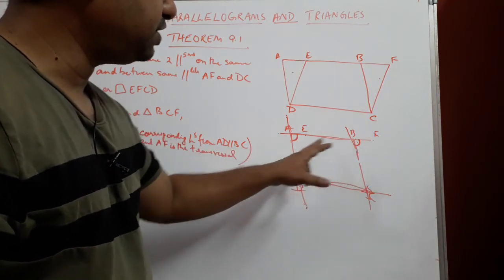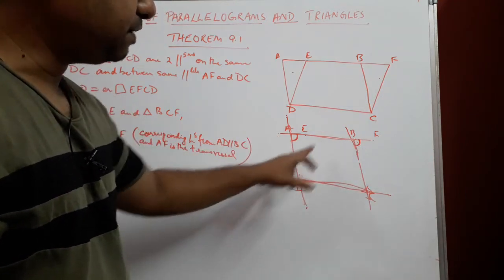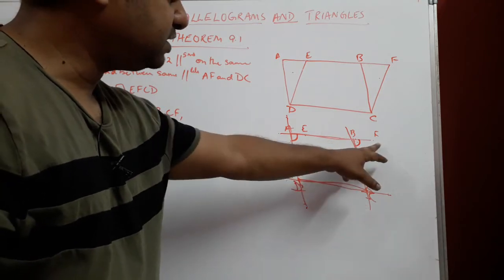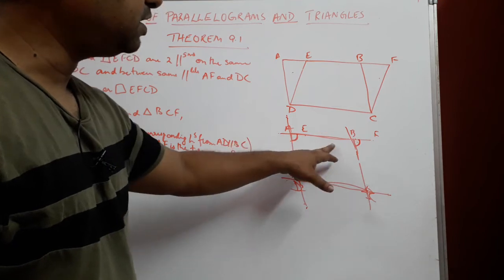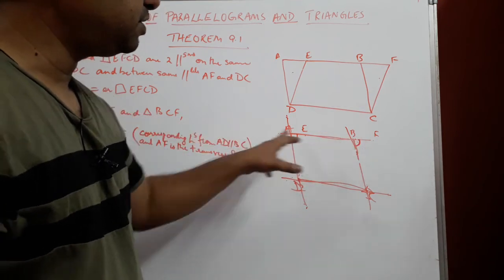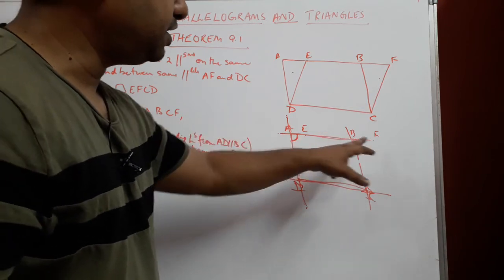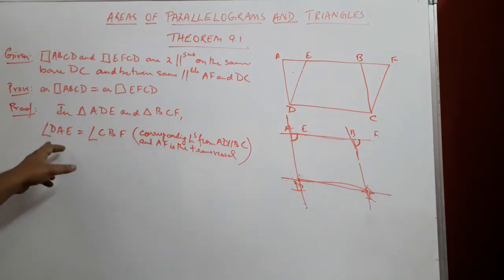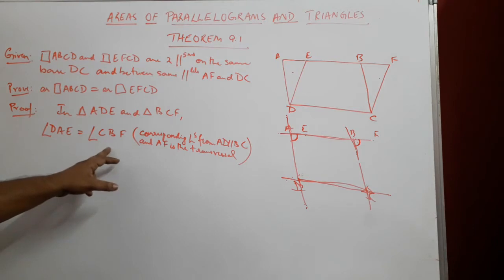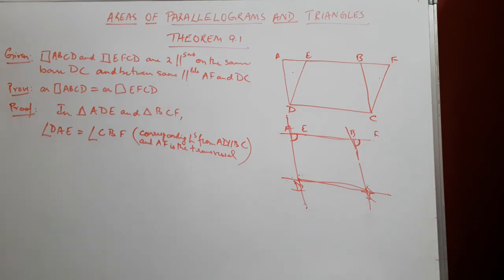Because they are corresponding angles. Because AD is parallel to BC, and there is this line cutting across through these parallel lines, which becomes the transversal. And when they become the transversal, we have the corresponding angles, which in this case becoming equal, and that is why we have got angle DAE equal to angle CBF.